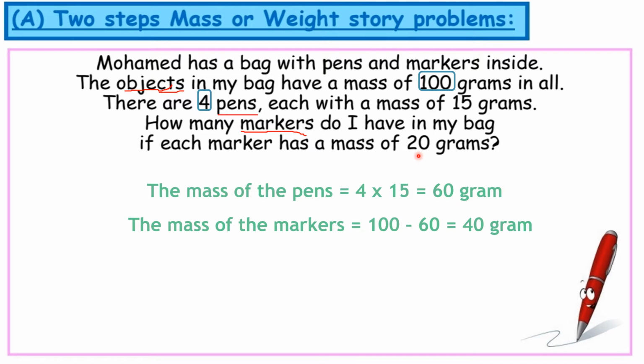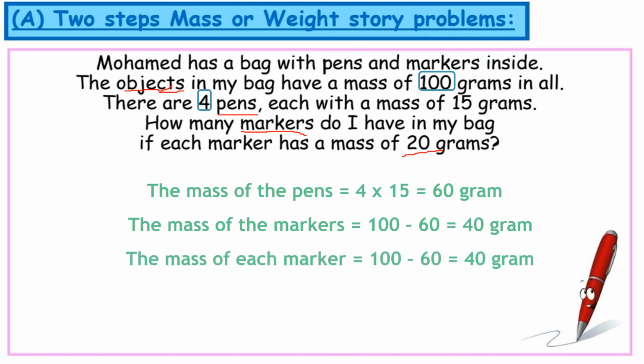So if the mass of only one marker equals 20 grams, the number of markers is 40 divided by 20. 40 divided by 20 will give you 2. So each marker weighs 20, and I will divide the mass that I have left here, 40 grams, over 20. Let's see the number of markers that we have.